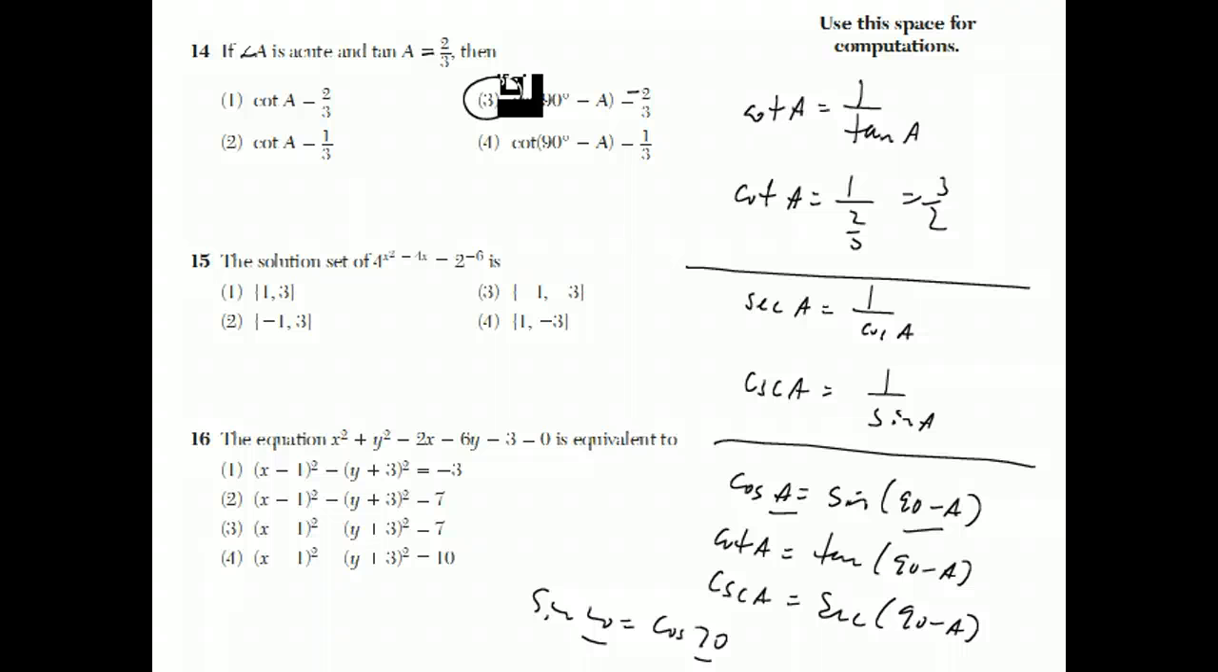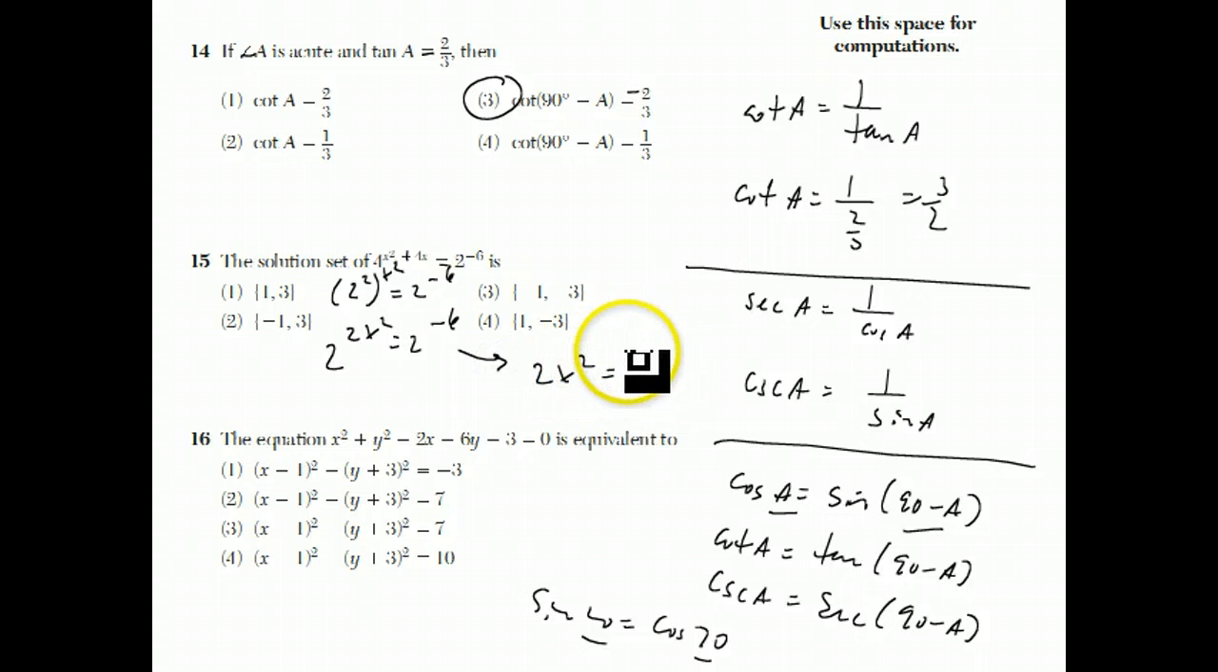Number 15. The solution set of 4 to the x squared plus 4x equals 2 to the minus 6 is. It's always better if these two sorts of things have the same base. Luckily, 4 can be rewritten as 2 squared. And then we can use the rule that when you raise a power to a power, you multiply it. So it's 2 to the 2x squared equals 2 to the negative 6. Now, if they have the same base, that means that the exponents have to be equal also.